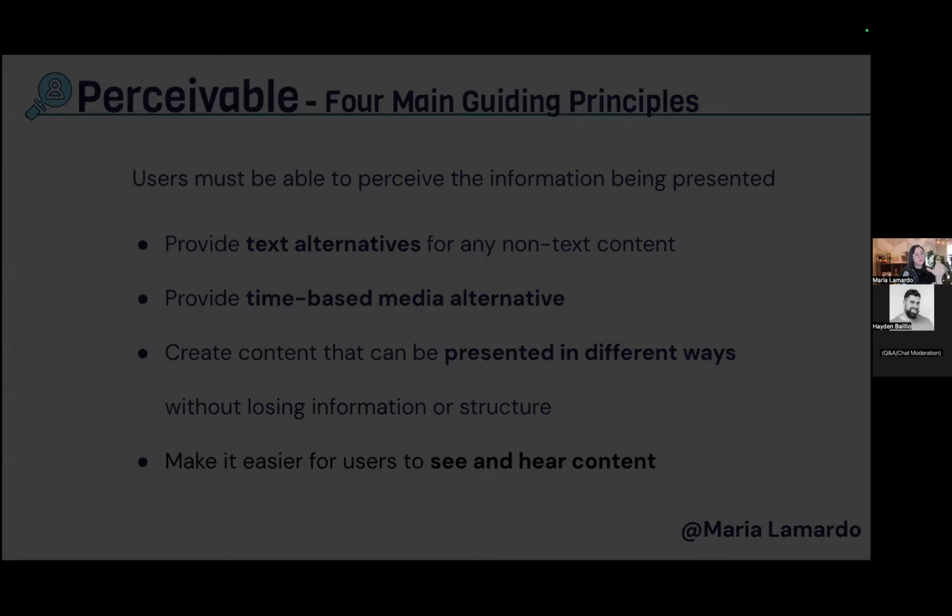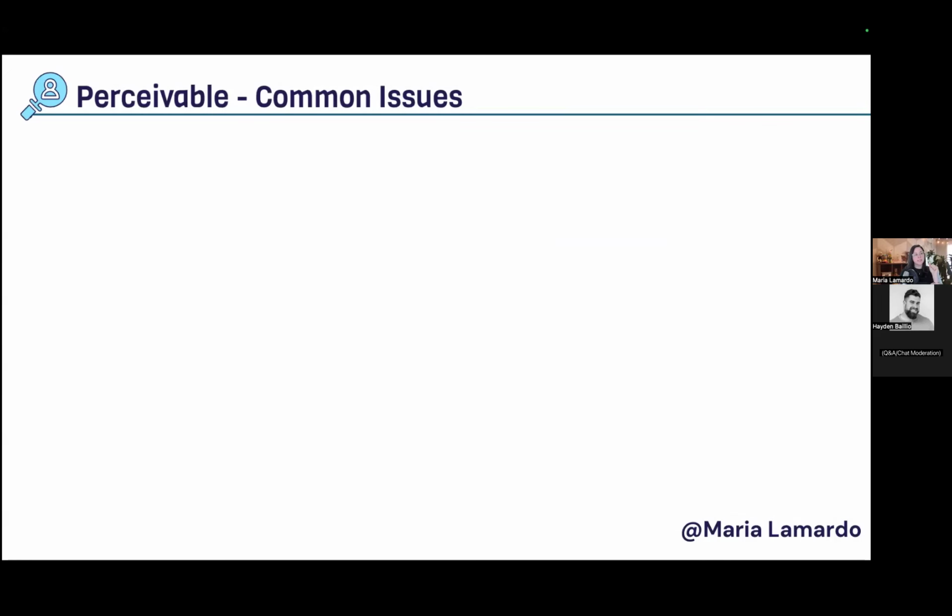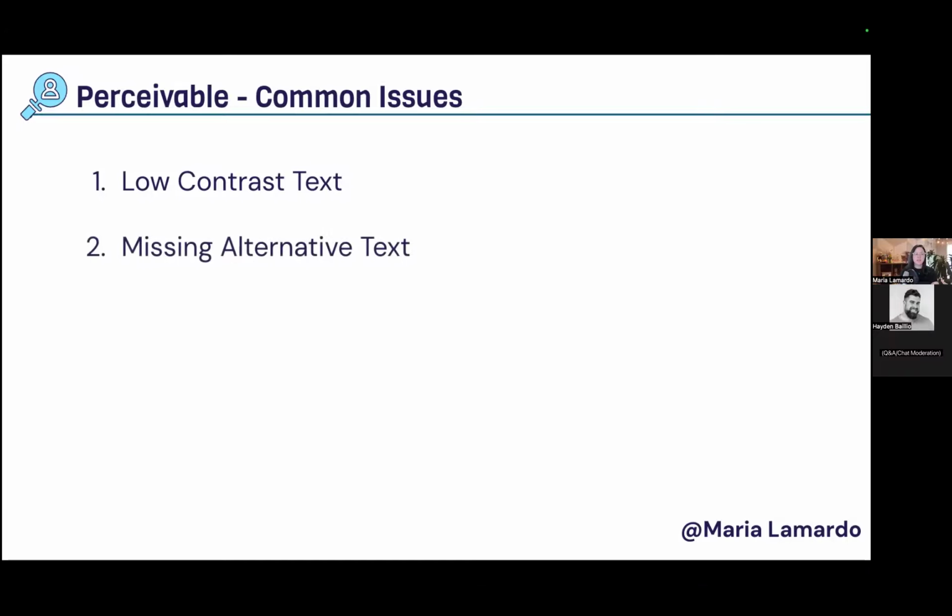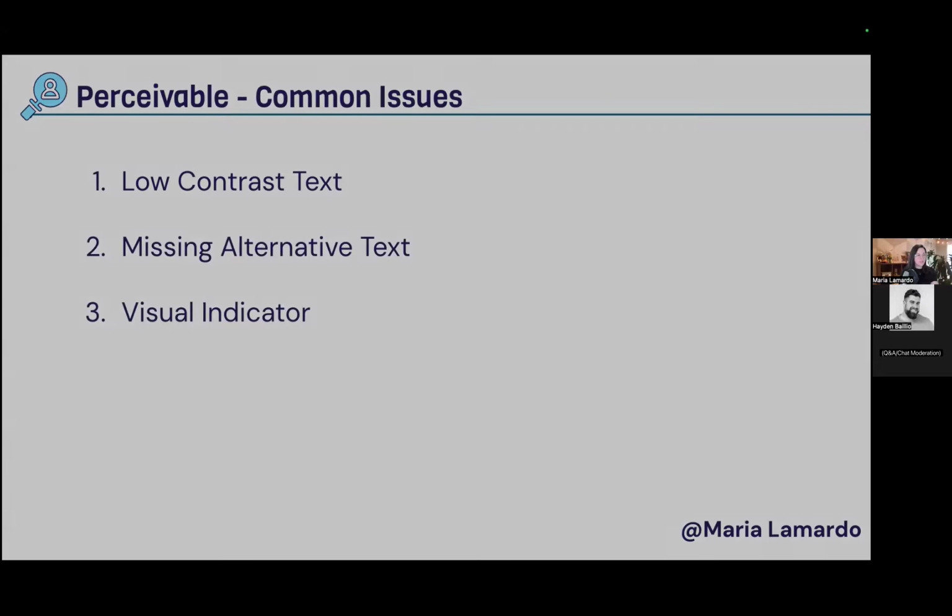Some of the most common issues under that guiding principle are low color contrast, meaning that you're not providing enough color contrast between the text and its foreground, missing alternative text, and focus indicator. So when a component has focus, there should be a visible focus indicator around it. So let's go over each of these and how to fix them.